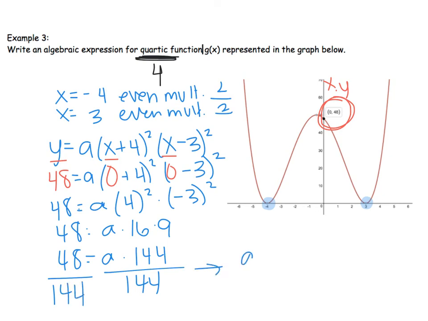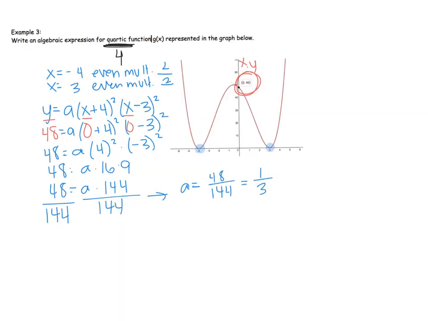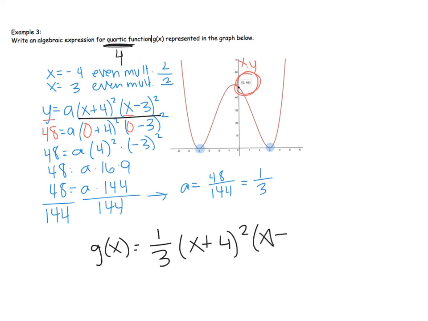I get that a is 48 over 144. And if you need a calculator to help you out, that's fine. That will give you 1/3. So my final equation for this function would be g of x equals 1/3. And then I take the rest from where I had it before. X plus 4 squared times x minus 3 squared.